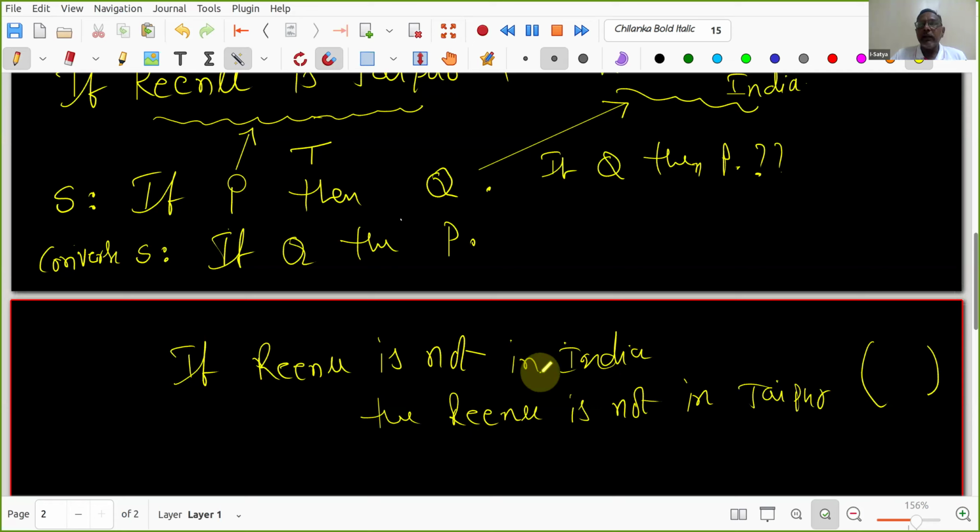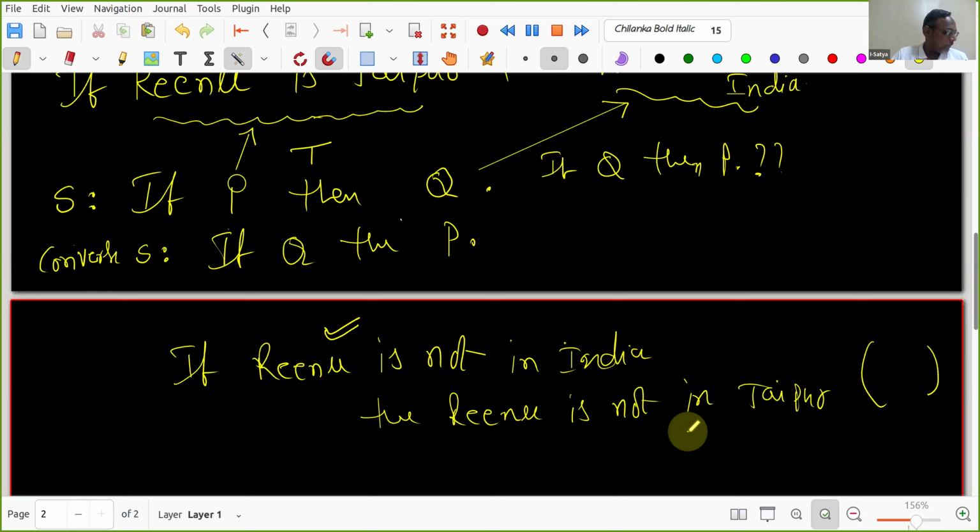Renu is not in India. This is true, this is given. Then can you conclude from that? Is it necessary that Renu is not in Jaipur also? So many of you have ticked.